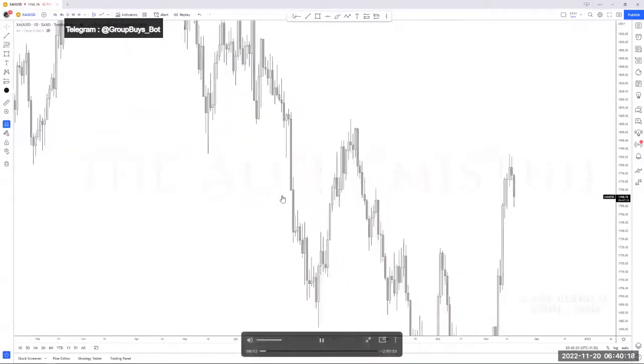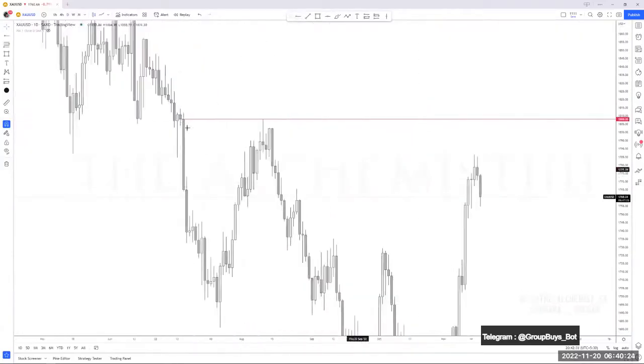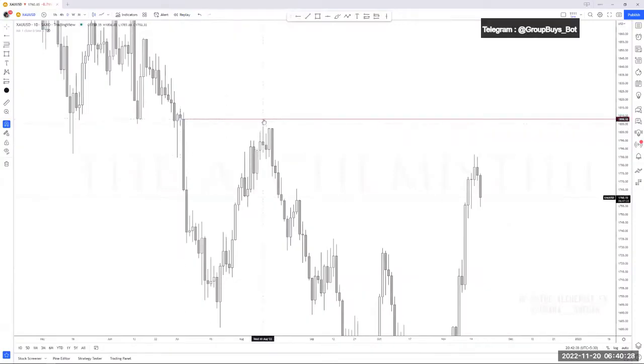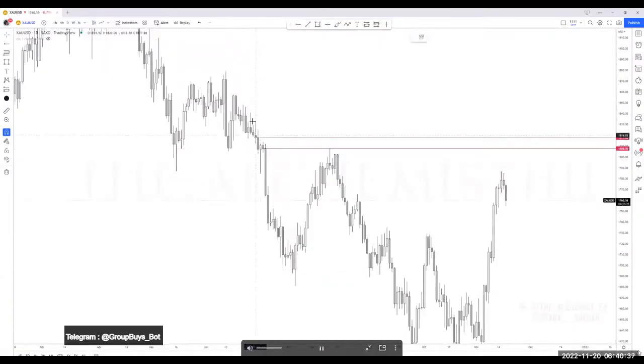Like for example, where did this one tap into? Right into this open close level. We had the closing price of the daily in here. So price tapped right into it and started dropping. Now you might think, okay, we had some areas in here, maybe up here. But why did it tap here?